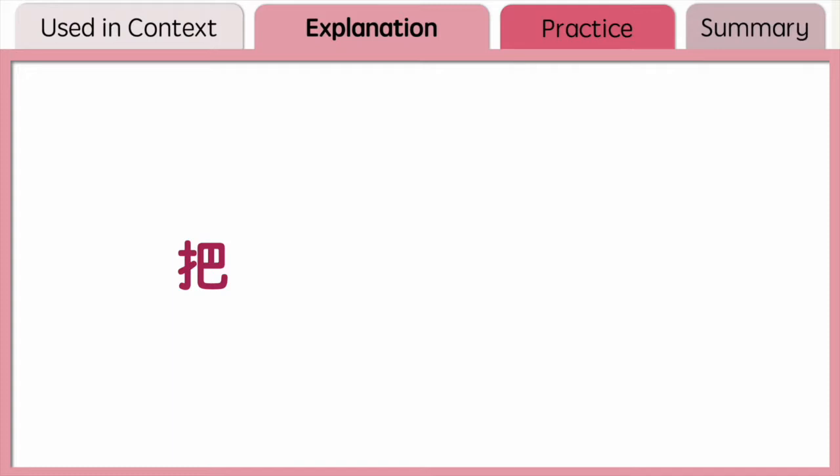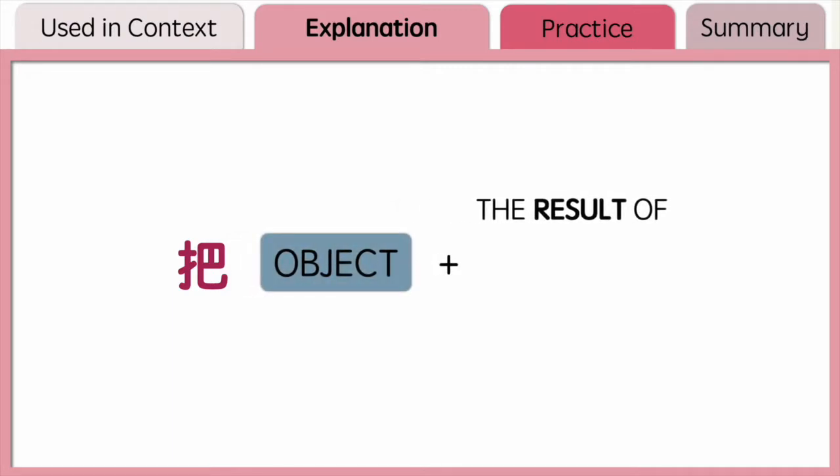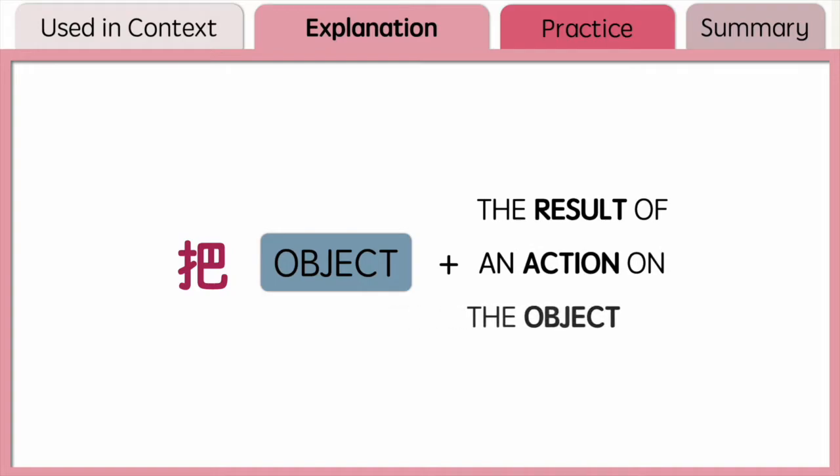The ba structure can feel a bit unnatural for English speakers, but it's so common and widespread that it's very important to get a good grasp of it. The basic format of the ba structure is ba, object, plus the result of an action on the object.